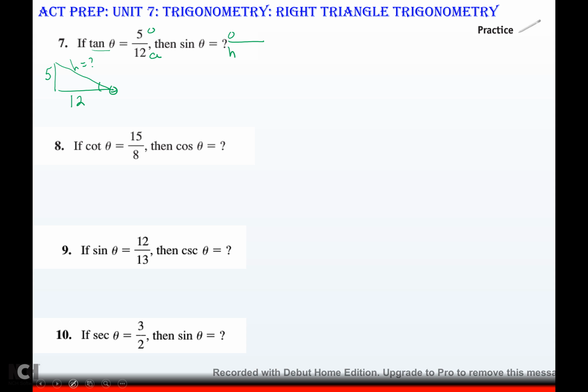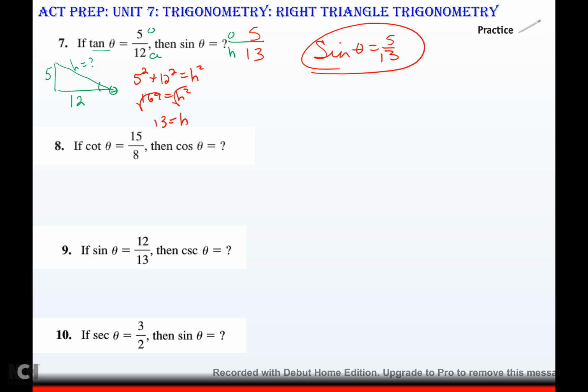So Pythagorean theorem tells me that 5 squared plus 12 squared will equal my hypotenuse squared. So that is going to be 25 plus 144 is 169. Square root, and my hypotenuse is 13. So sine theta is going to be opposite over hypotenuse, which is 5/13. So sine theta equals 5/13. Okay?